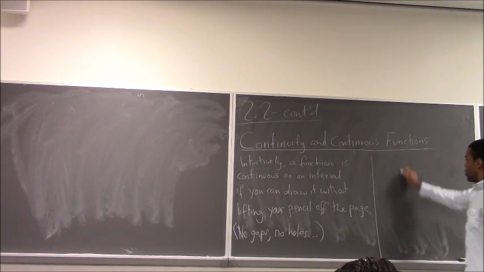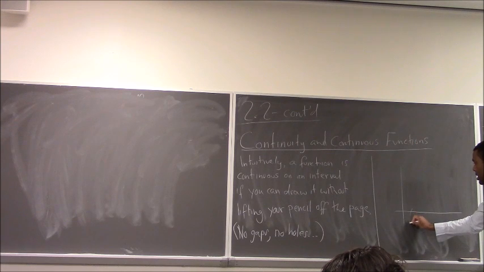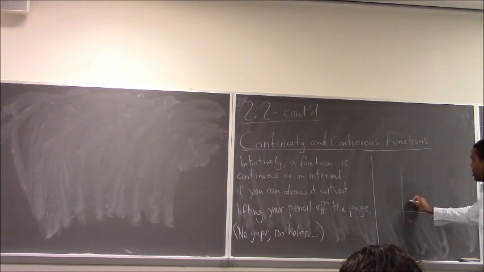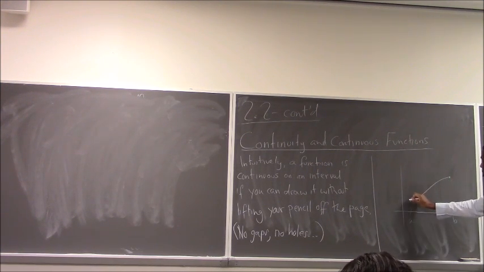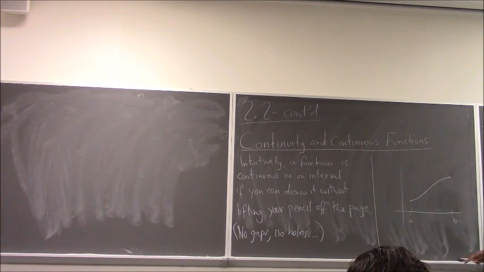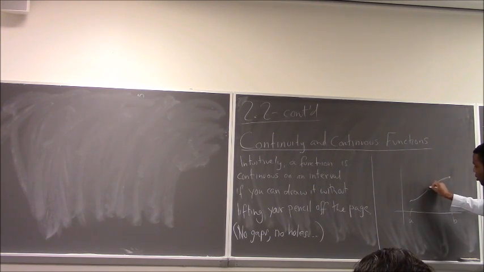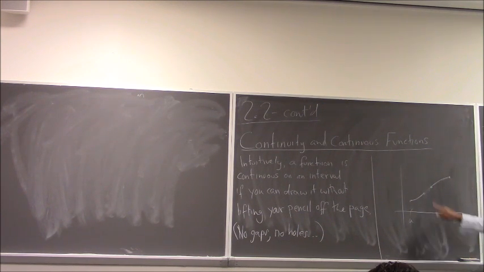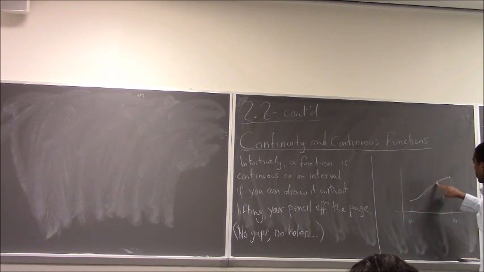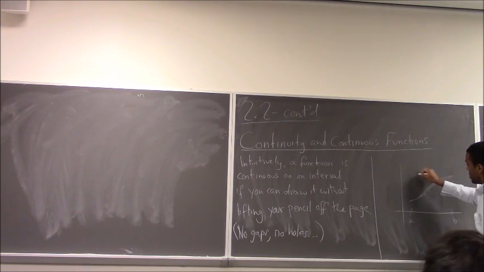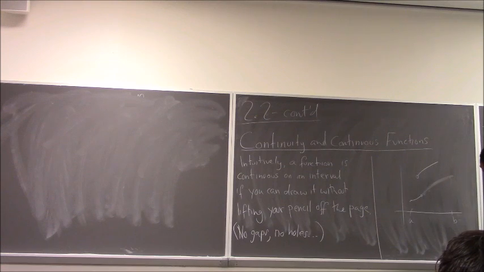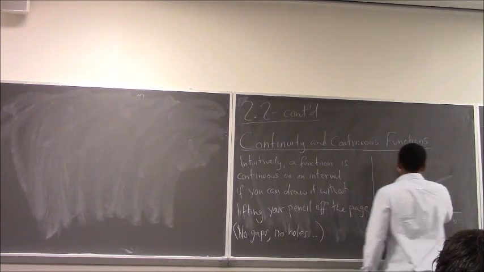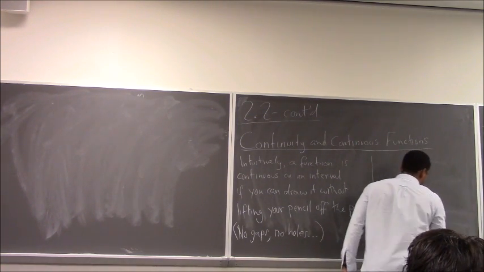Okay, so you're on some interval, say AB, and your function is just doing this thing where you can draw it without lifting your pencil off the page. And so, for example, if there's a hole, it's not continuous. Or if there's a gap, it's not continuous. Or if there's something called a jump, like that, then it's not continuous. So you have to be able to draw it without lifting your pencil off the page.